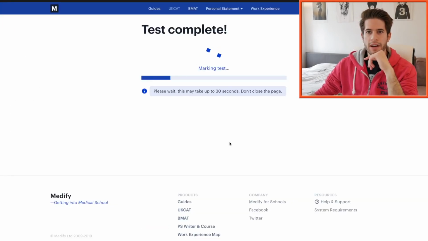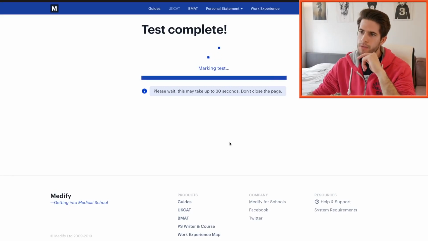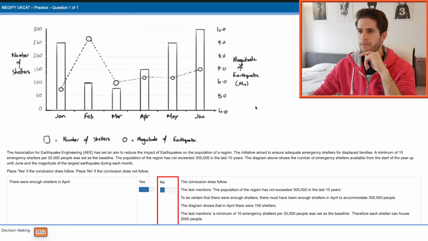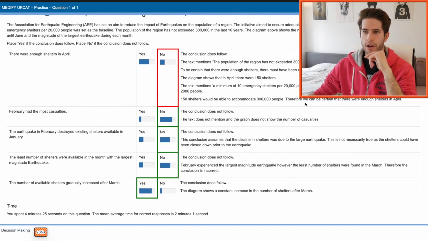Hoping for that 4 out of 5, 5 out of 5 vibe. That's what I'm hoping for. Come on, come on. Partially correct. Okay. How many did I get right? 4 out of 5. Okay.